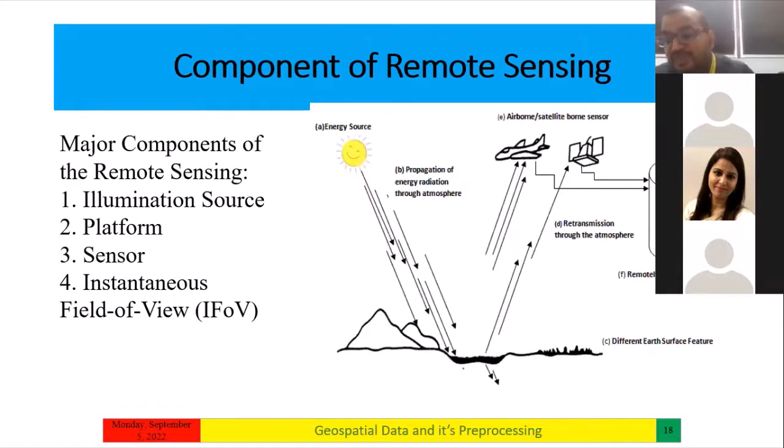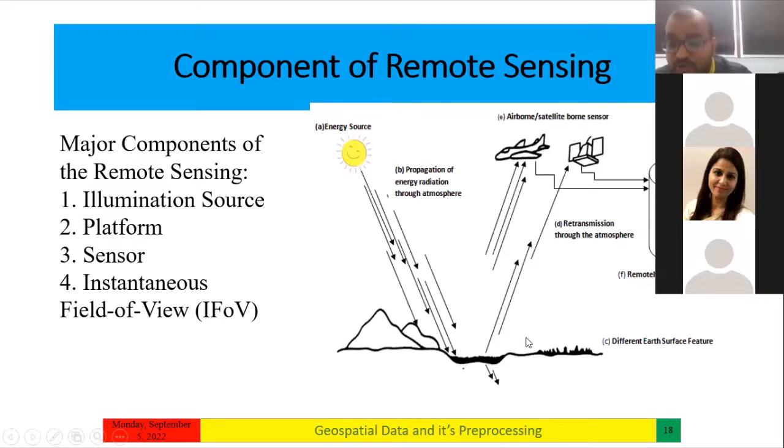So for remote sensing, we have 4 major required components: the illumination source, platform, sensor, and instantaneous field of view. In this figure, the entire remote sensing procedure has been described. The sun is the natural source of electromagnetic energy, and here it is the illumination source. Electromagnetic energy travels through the atmosphere to the Earth, and after that, this energy can be transformed into 3 different forms. Either it will be absorbed by the features, or it will be reflected, or it will be refracted.